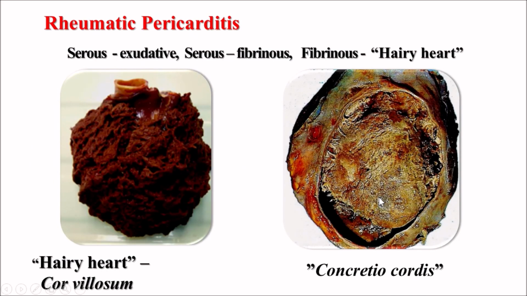And here you see the hairy heart. This is the fibrinous pericarditis. The fibrin accumulation you see on the pericardium, and the calcification or the stone heart we call the concretio cordis.